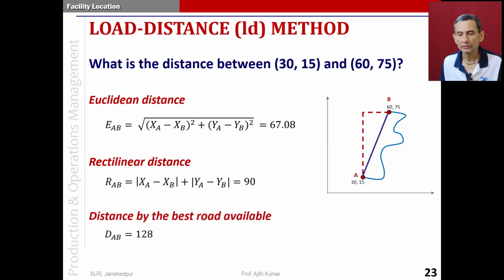And finally, we could also take the distance by the best road available. It may not be possible to travel along the Euclidean distance or the rectilinear distance, along the two routes which represent those distances. And the best road available could be having a completely different distance. So in some problems, we may consider that distance itself.